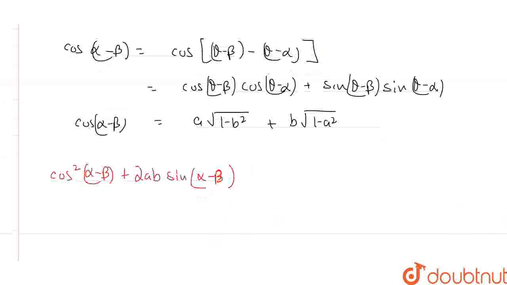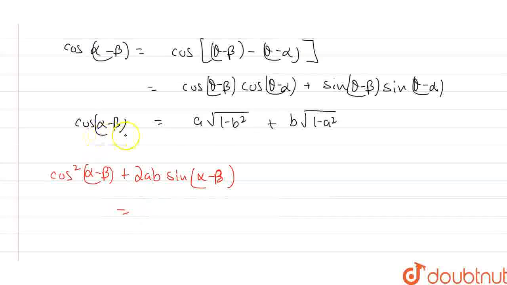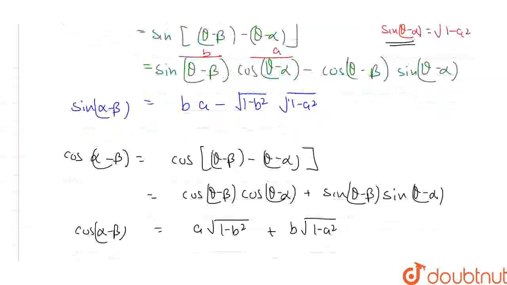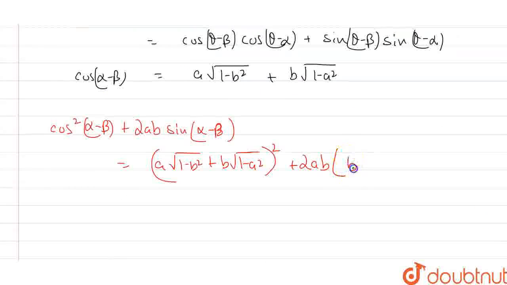So this value will come out as what? Okay, look carefully. What is cos alpha minus beta? This part is this one. So I can write it here, a root 1 minus b square plus b under root 1 minus a square, whole square, right? Plus of 2ab. What is sine alpha minus beta? If I go to the top, I can see that b times a minus under root 1 minus b square with the product of under root 1 minus a square. Right, this is the value we're having.